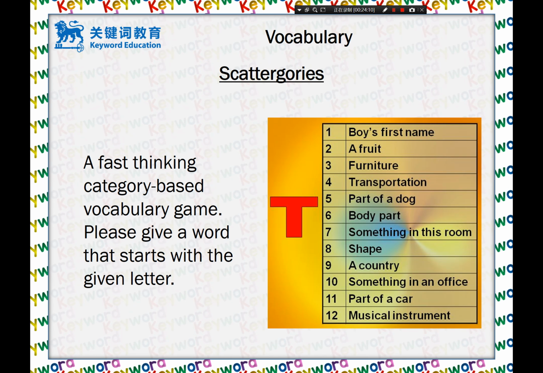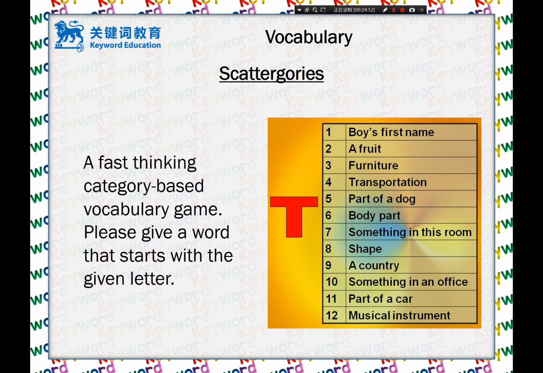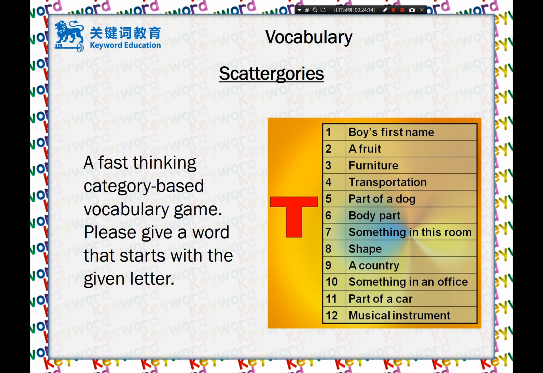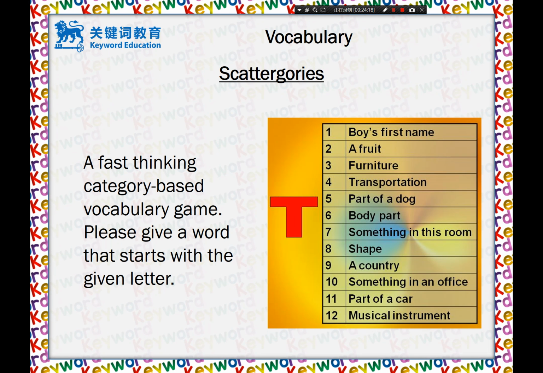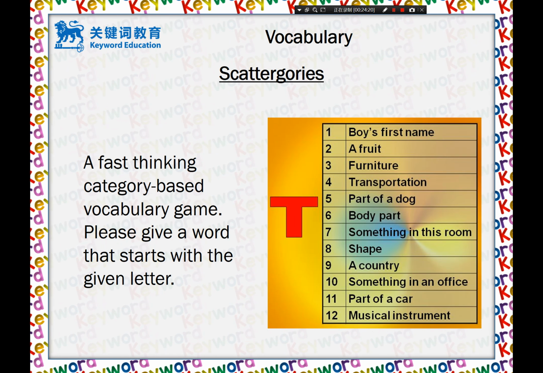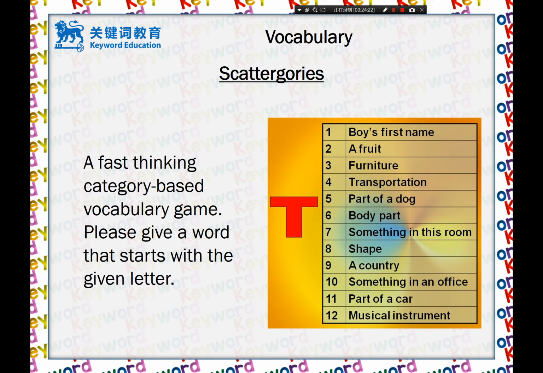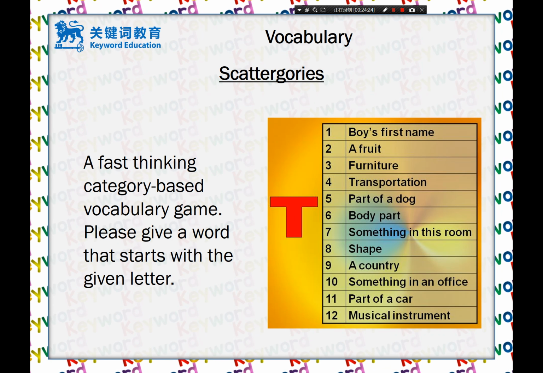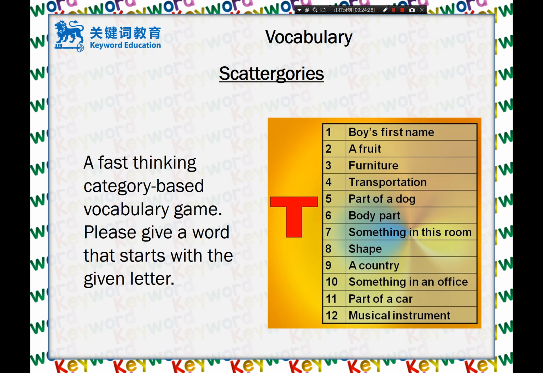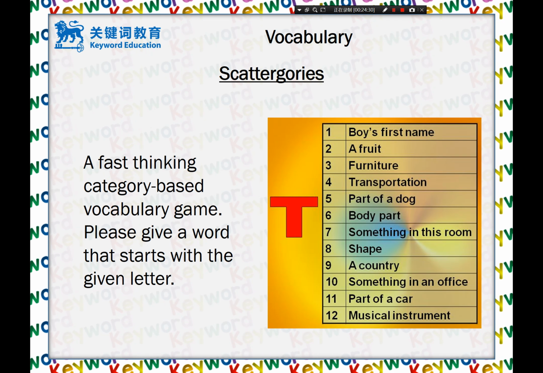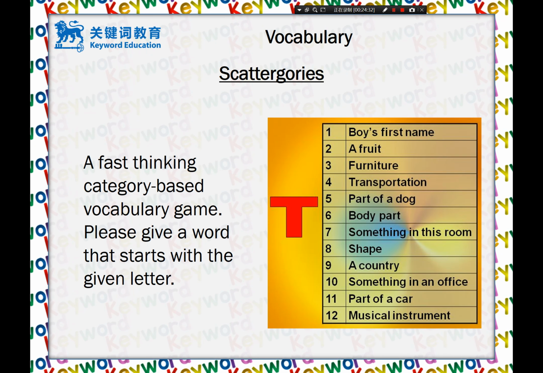Next, a fast-thinking category-based vocabulary game. So give a word that starts with the given letter T, and then you have to say a boy's name, a fruit that begins with T, a furniture that begins with T, different categories. It's very fun.